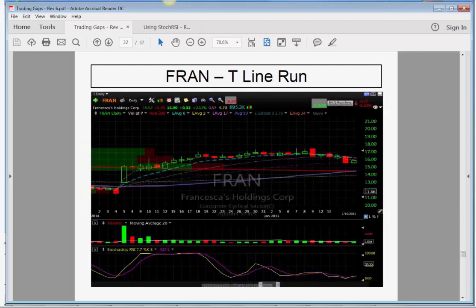And Doug, notice what happened here. T-line runner. T-line being the 8 exponential moving average. Rick's invention. I used to use the 9. I've now moved to the 8 because I got tired of answering questions about why I used the 9 instead of the 8. Notice we had a big move here, and it went sideways for 1, 2, 3, 4 days, and then started to move.